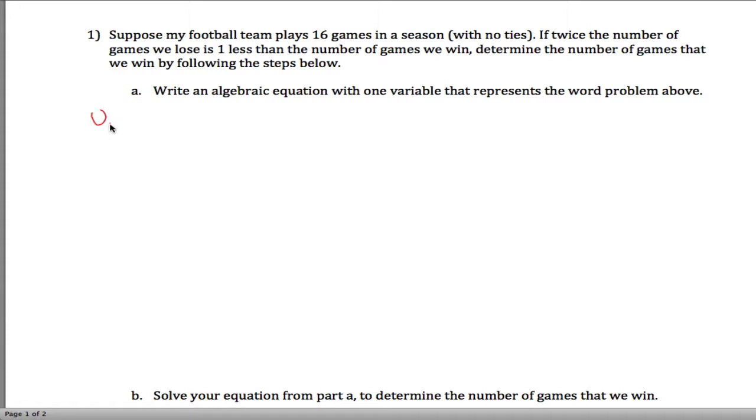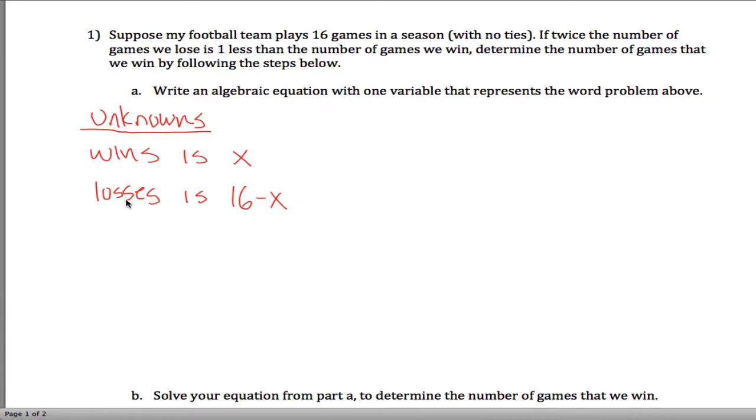Okay, so first of all, there's two unknowns. The first unknown is the number of wins. The second unknown is the number of losses. The question asks you to determine the number of games that we win, so the number of wins, I'm going to call x, so that later on when I solve for x, I will be solving for the answer to the question. If x is the number of wins, and we play 16 games total, then the ones we don't win, 16 take away the ones we win, is equal to the losses. So instead of wins, I'll say x. Instead of losses, I'll say 16 minus x.